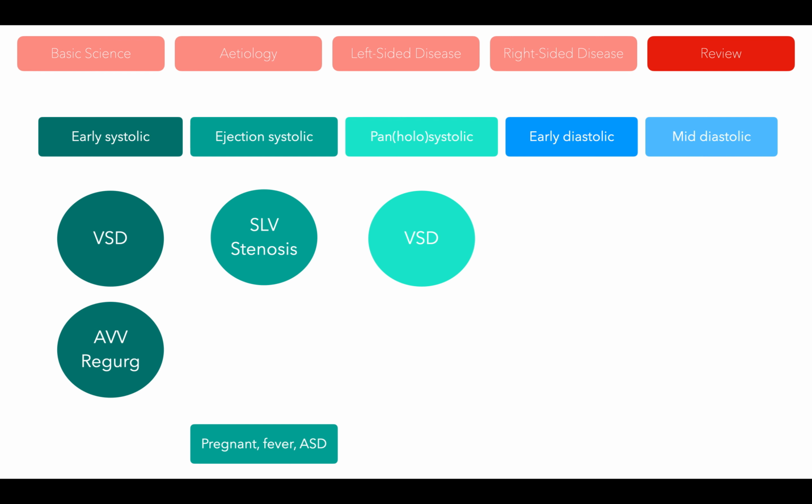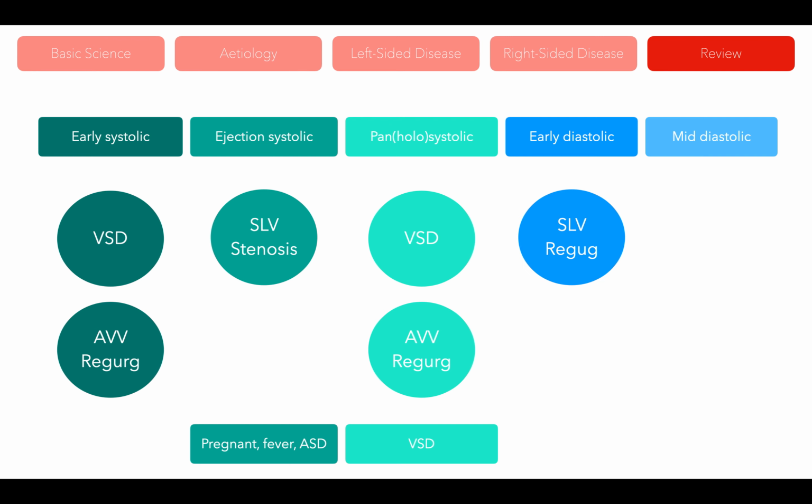Now your pansystolic throughout all of systole, that's also called holosystolic. Your ventricular septal defect you'll hear throughout, and you'll hear the regurg throughout. Remember that massive mitral regurgitation blowing sound. And I don't know why I put ventricular septal defects twice, never mind. So, early diastolic, you'll hear the semilunar regurgitation as it drops back in at the end of systole into the ventricles.